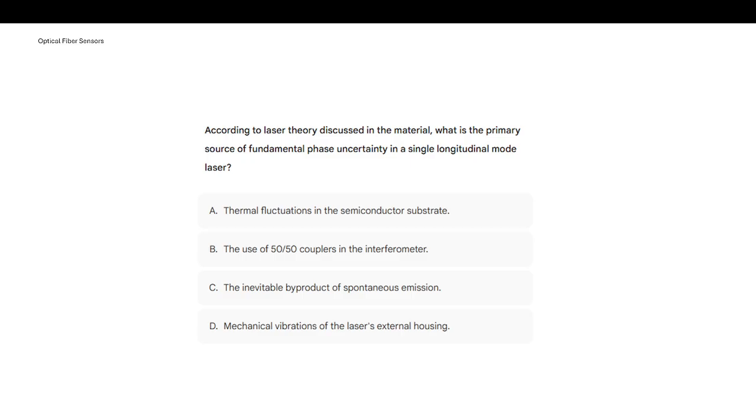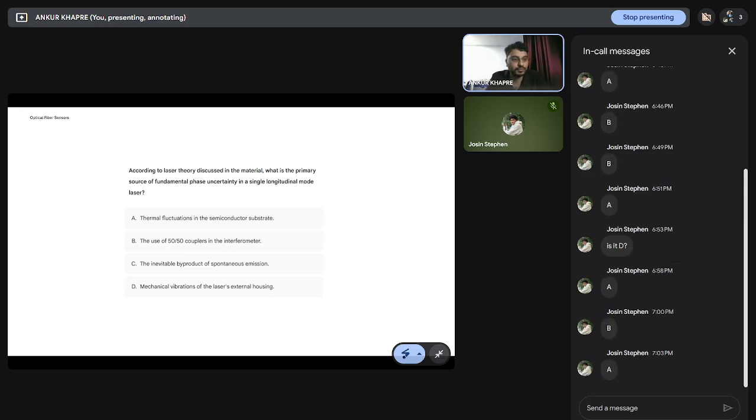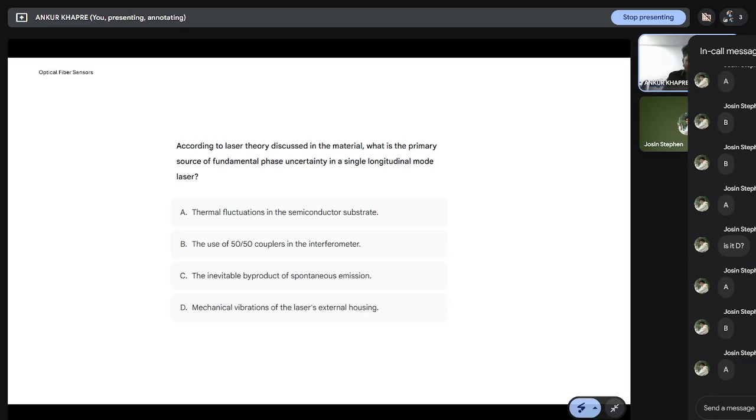So the next question: according to the laser theory discussed in the material, what is the primary source of fundamental phase uncertainty in a single longitudinal mode laser? Option A, thermal fluctuation in a semiconductor substrate. B, the use of 50-50 couplers in the interferometer. C, the inevitable byproduct of spontaneous emission. And D, mechanical vibrations of the laser's internal housing. So what do you think about this? Please provide your answer.